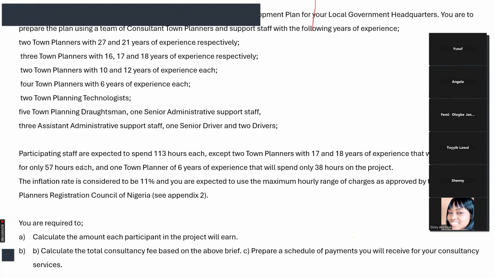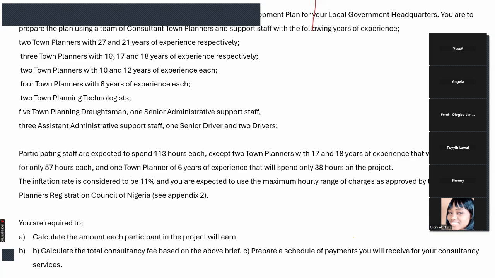Then we have the second part, that is the number of hours they are going to participate in the project, because we normally calculate using the hourly rate. Each of these town planners is not going to spend the same time in the project. Some will have a higher number of hours, while some will have a lower number, depending on their function. The participating staff are expected to spend 113 hours, all of them, except two town planners with 17 and 18 years of experience.